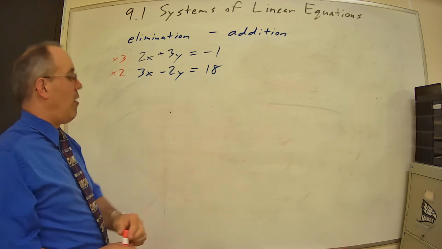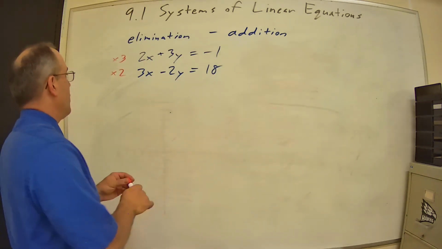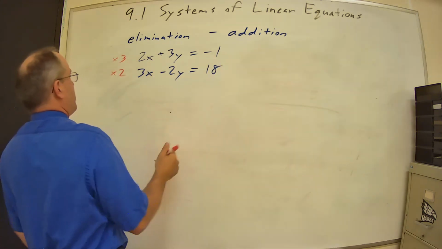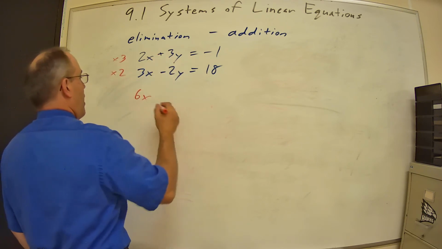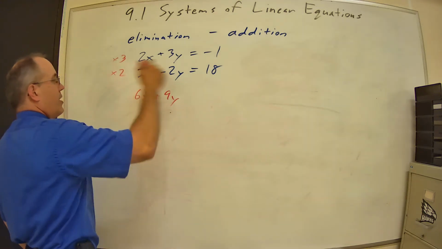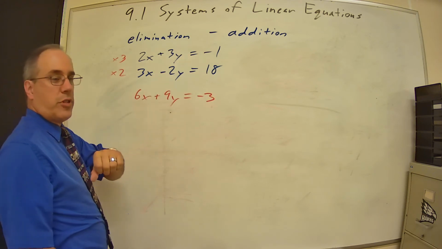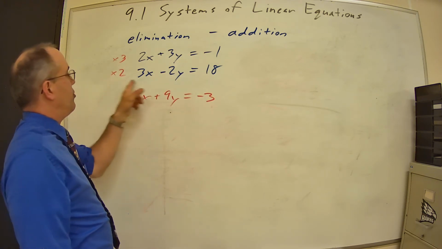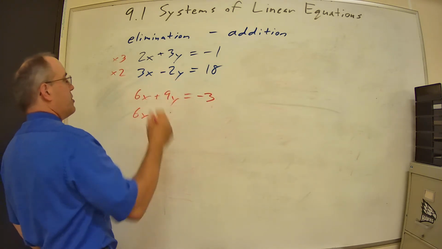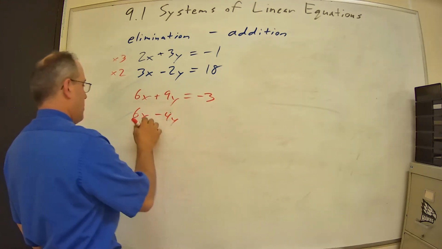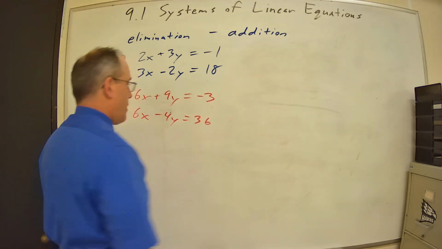But I have to multiply all the way through, and this marker seems to be getting a little finicky, so I'm going to get rid of that. And so I'm going to multiply through this. So 3 times 2x is 6x. 3 times 3y is 9y. 3 times negative 1 is negative 3. So I multiplied through the first equation by 3. And I'm going to multiply by 2 through the second equation. 2 times 3x is 6x. 2 times negative 2y is negative 4y. And 2 times 18 is 36.